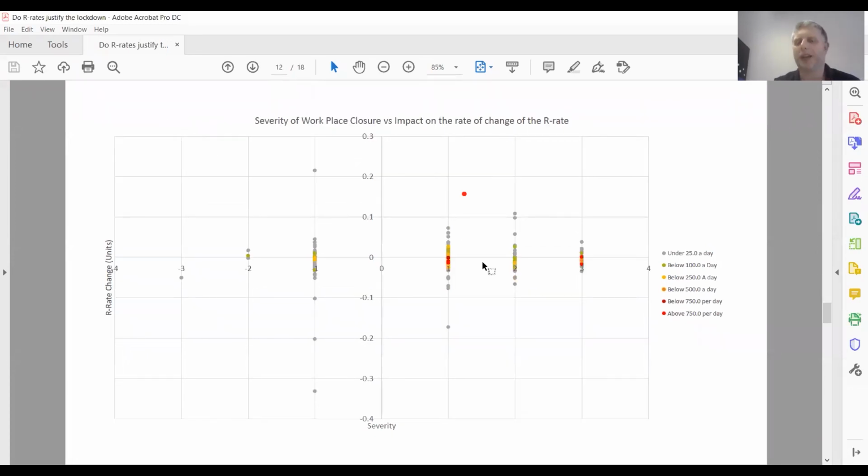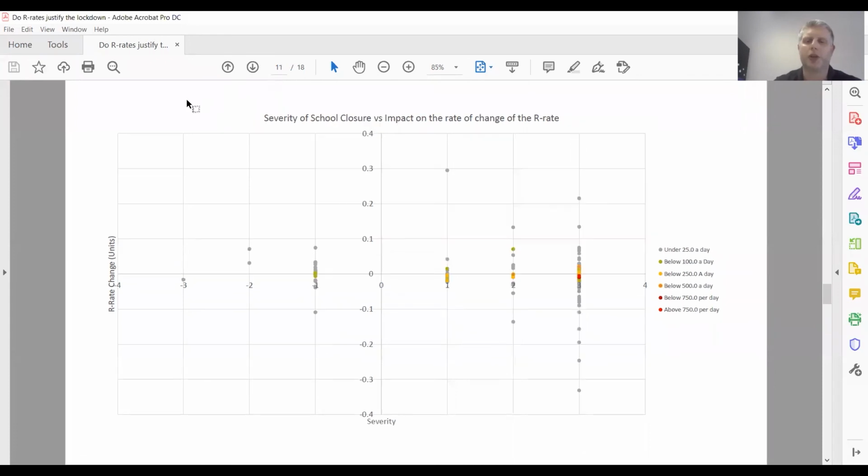Then we look at workplace. I think we'd expect that to be quite big. Hold on a minute, that point isn't really a point. That would be quite big, but it isn't. Sorry, this school closure, I made a mistake. I put a point in there. There isn't even an aberrant point. There's just no sign of anything.